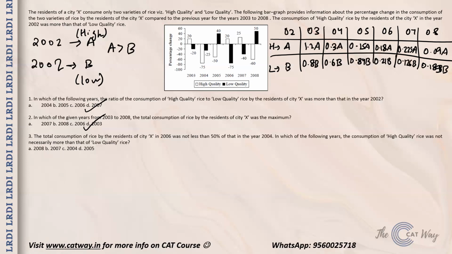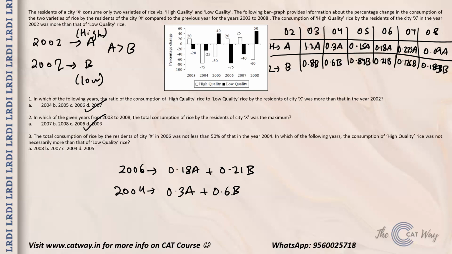Then the third is that the total consumption of rice by the residents of city X in 2006 was not less than 50% that in the year 2004. So first let us identify the total consumption in 2006. The total consumption in 2006 is 0.18a plus 0.21b. And comparing it with 2004, the total in 2004 is 0.3a plus 0.6b. So this is the total consumption in 2004.